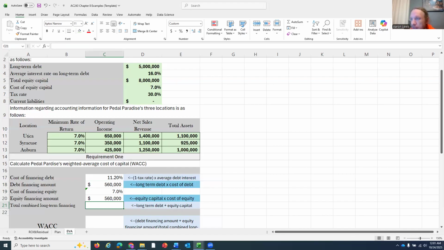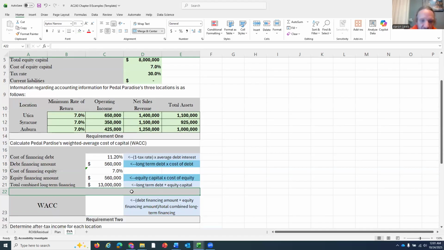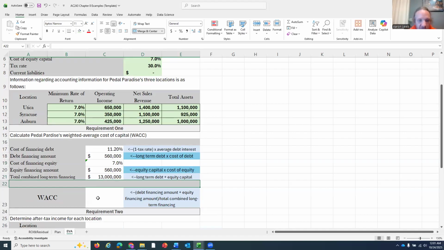So now what do I get if I combine these two things together? My total combined long-term financing. Well, here I'm going to add together the long-term debt I have on the books, which is 5 million, and the equity that I have on the books, which is 8 million. So we've got $13 million that came in from elsewhere that we are using to finance our operations. And now we can find our weighted average cost of capital through this kind of crazy looking formula over here. What I'm going to do is add together my two financing amounts, which is 560,000, strangely, for both of them, and divide it by our total combined long-term financing.